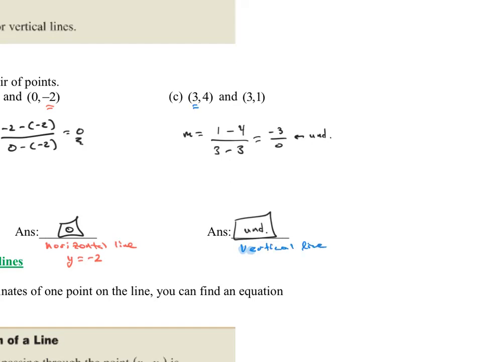Okay, and how do you write a vertical line? A vertical line is x equals... notice your x values didn't change between the points, so it would be x equals whatever that x value is. In this case, this would be the equation of the line, x equals 3.